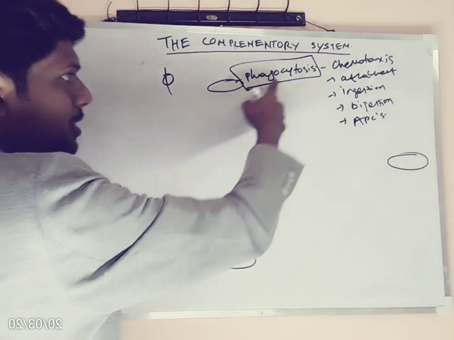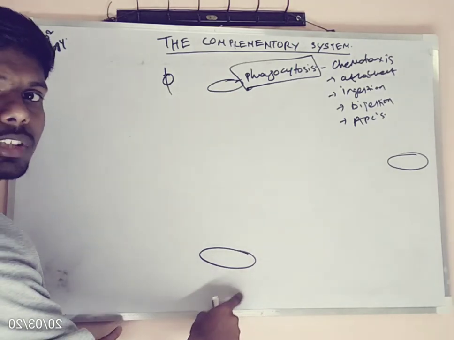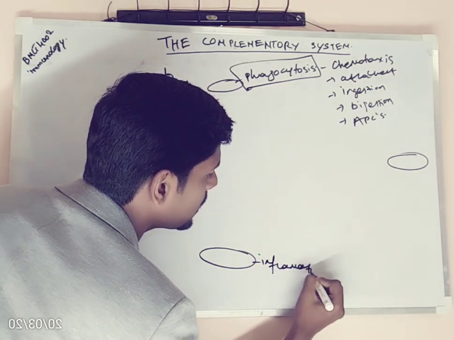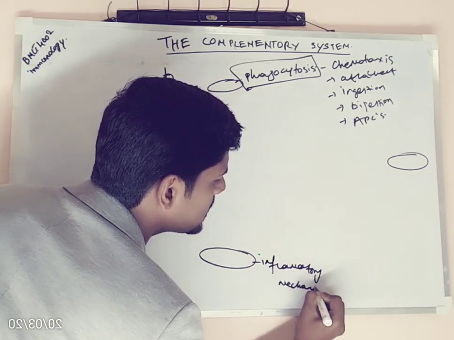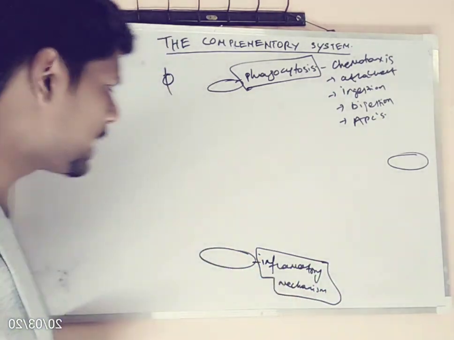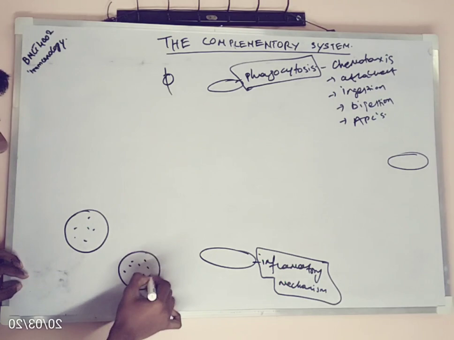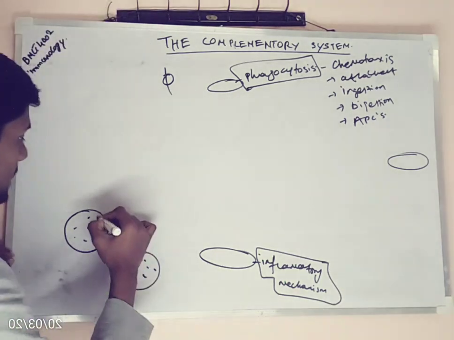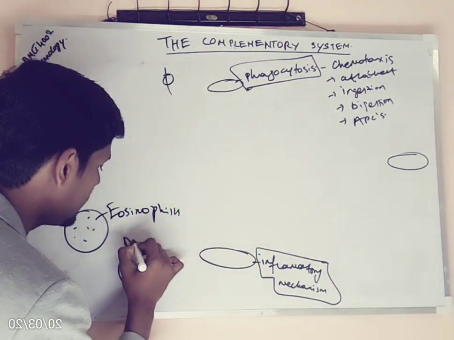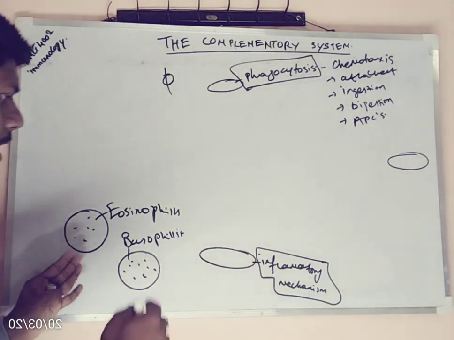So one is by phagocytosis. Our body will eliminate a pathogen by phagocytosis, or our body also eliminates pathogens by one more mechanism, which is called the inflammatory mechanism. So what is this inflammatory mechanism? So far we haven't discussed inflammation, right? Inflammation is nothing but activation of granulocytes. Can anyone give examples of granulocytes in our body? Like eosinophils or basophils. Eosinophils and basophils are granulocytes.